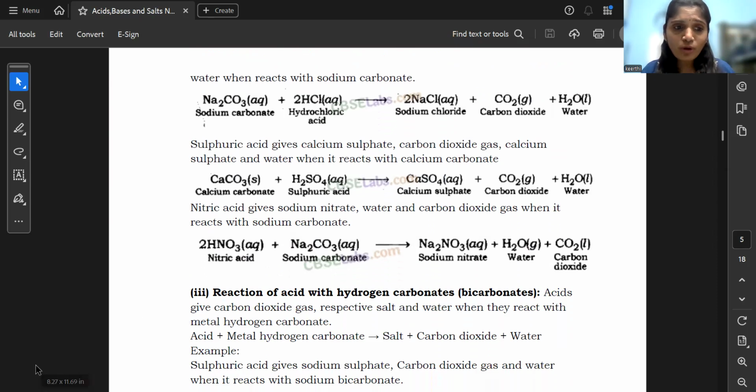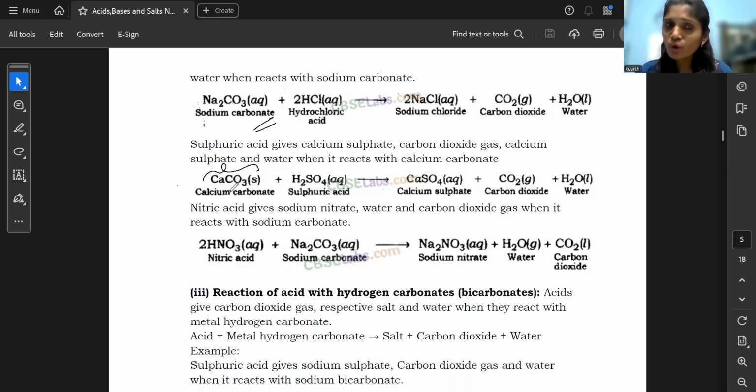Now you can see a few more reactions of metal carbonates here. For more practice, I have taken one more metal carbonate, calcium carbonate. If you see here, sodium carbonate I have written as aqueous, and calcium carbonate I have written as solid. Why? Because calcium carbonate is not soluble in water.